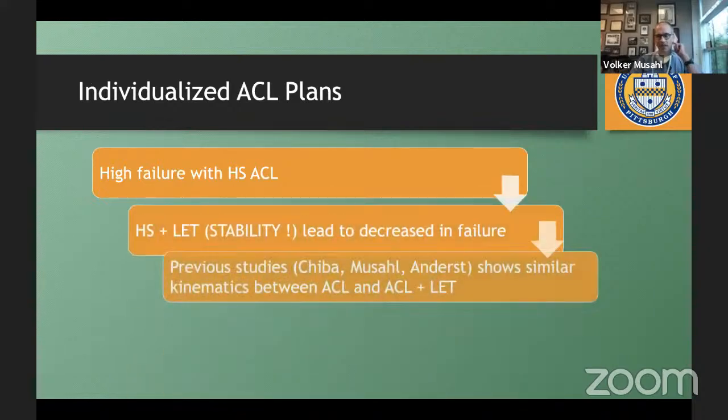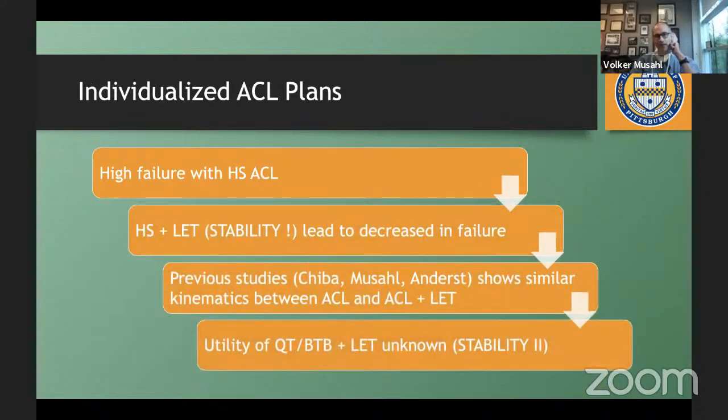So here are some of my thought processes. Hamstring ACL reconstruction has recently been shown to have a quite high failure rate in young active patients, male and female. The STABILITY 1 study showed that adding lateral tenodesis will decrease that failure rate. Other previous studies had shown similar kinematics between ACL and ACL plus lat, right? At 12 months, they even out.